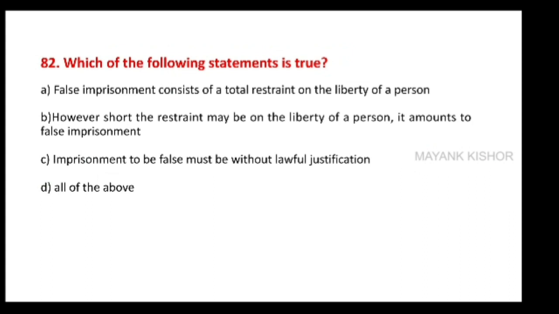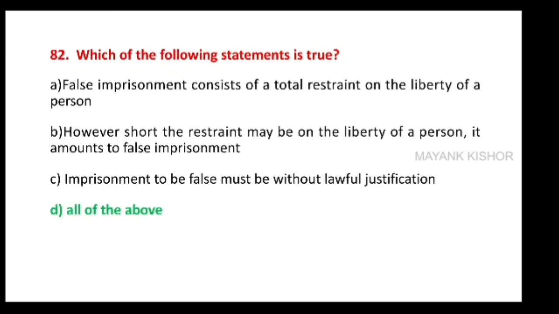Next question, question number 82. Which of the following statement is true? Option A, false imprisonment consists of a total restraint on the liberty of a person. Option B, however short the restraint may be on the liberty of a person, it amounts to false imprisonment. Option C, imprisonment to be false must be without lawful justification. And the option D is all of the above. And the correct answer is option D, all of the above are true statements.